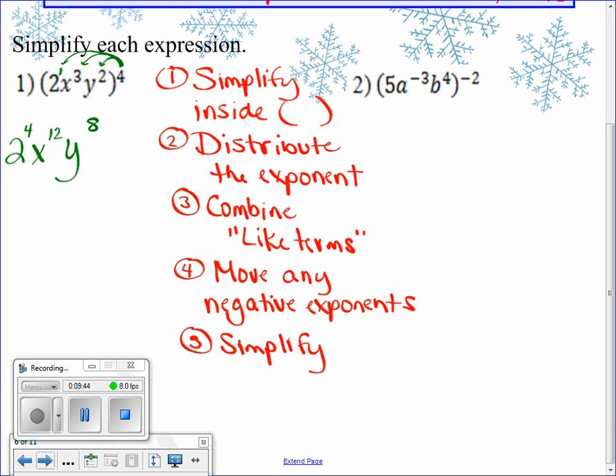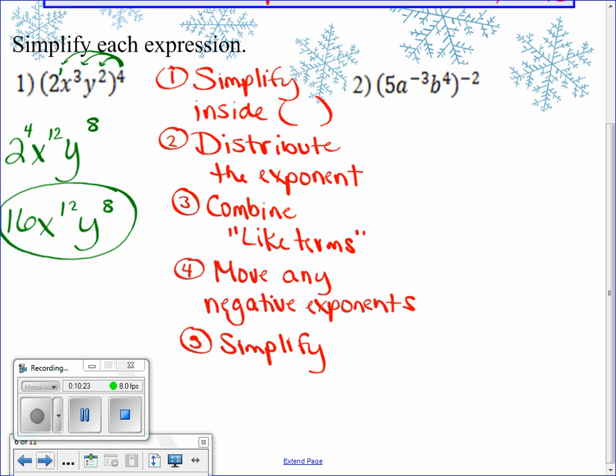Okay, so I distributed my exponent. Next, combine any like terms. Anything alike that I can put together? No. Step 4, move any negative exponents. None. And then simplify. Is there anything I need to simplify? Yeah, that 2 to the 4th. 2 to the 4th is 16. Again, 2 to the 4th means 2 times 2 times 2 times 2, which will give me 16. You all right? You guys are real quiet. I can't read you.